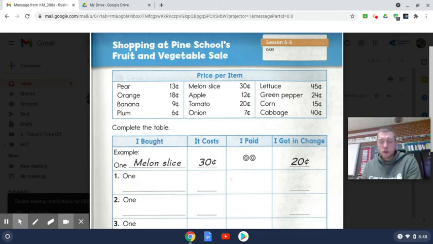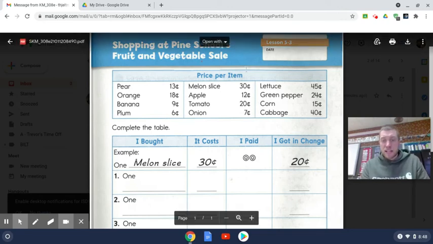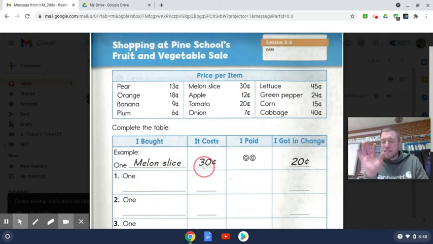All right, you guys ready? We're going to redo it. Melon slice, 30 cents. They got the information from the table. They just want to buy a melon slice, 30 cents. That is very easy. Okay, ready? Today, you need to overpay. So you got to give me too much money. So what's more than 30 cents? Well, 50 cents is more, right? So we're going to pay with 2 quarters, 25, 50.